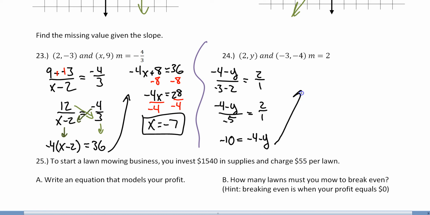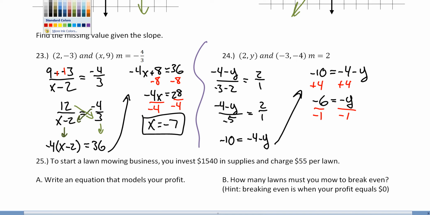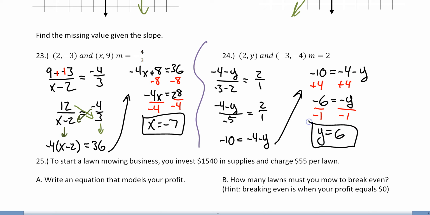Let me rewrite it up here. So I'm going to add the 4 to each side. That gives me a negative 6. And now I divide each side by the negative 1. And I get y equals a positive 6. Okay? And I can easily check these by plugging them back into my slope formula to see if they give me the appropriate slope.